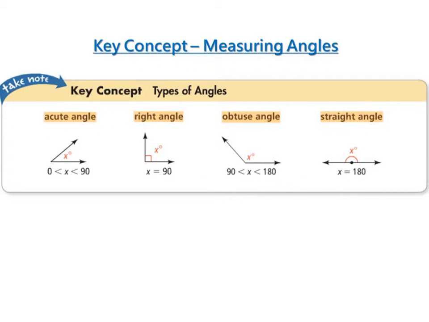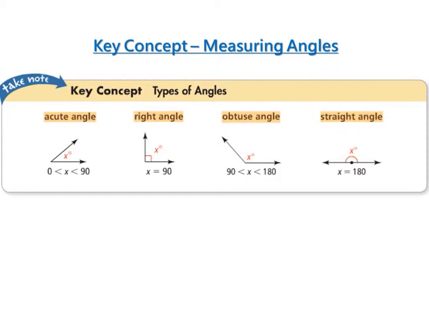Although these pictures of the angles, an acute angle, a right angle, an obtuse angle, and a straight angle, don't have a lot to do with measuring, if you have an angle that is small like this, it's going to be between 0 and 90 degrees. A right angle is 90 degrees. Anything between 90 and 180 is going to be an obtuse angle, and if it's a straight line, it is 180 degrees.